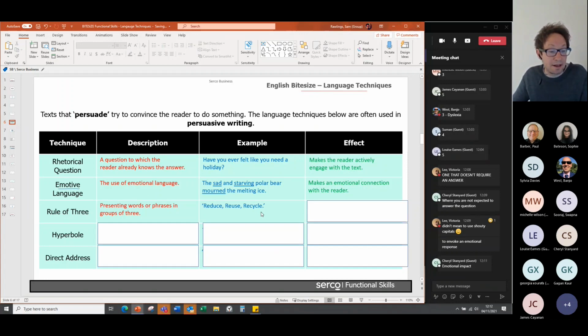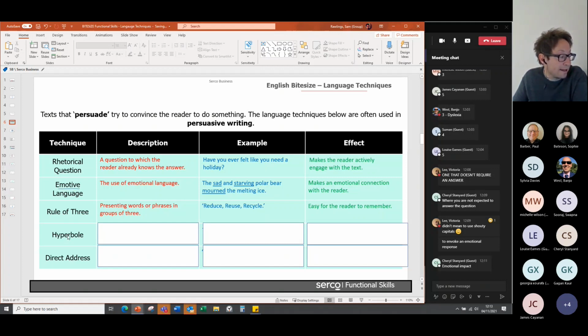So when you get slogans, especially for political things, or sometimes at the train station, when they say it sorted is another one. These kind of slogans are often given in sets of three, and that's called the rule of three. And why is that useful? Well, it's easy for the reader to remember if it's presented in threes. So we've got rhetorical questions, emotive language, and the rule of three.